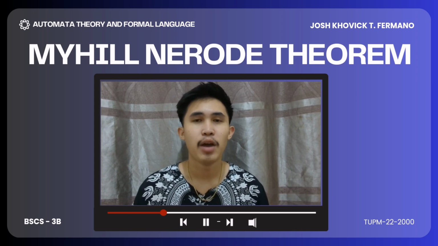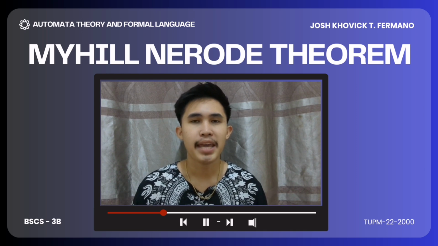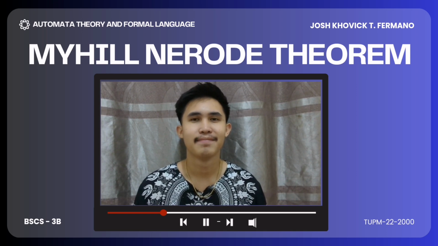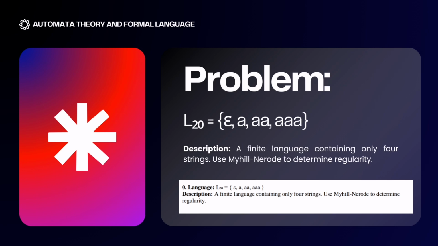And in this video, I will be trying to solve a problem, particularly a Myhill-Nerode Theorem. What is Myhill-Nerode Theorem? The Myhill-Nerode Theorem is a fundamental result in the theory of formal languages that provides necessary and sufficient condition for a language to be regular. It connects the algebraic properties of a language to the computational power of finite automata.